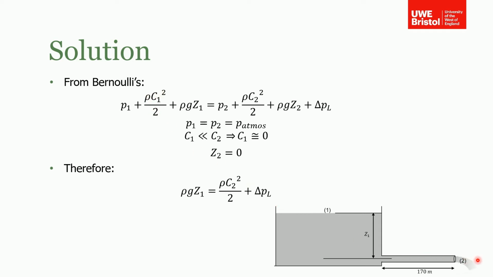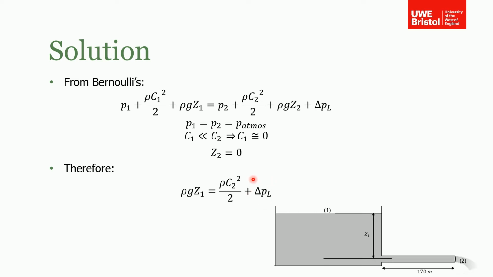And because we're going to take point 2 as our datum to work out Z1, we'll say that Z2 is zero. So you can see this Bernoulli's equation will simplify to this expression. We're trying to find Z1. We can calculate the velocity because we were told the pipe diameter and the volumetric flow rate. The other term that we need to find is the pressure loss.